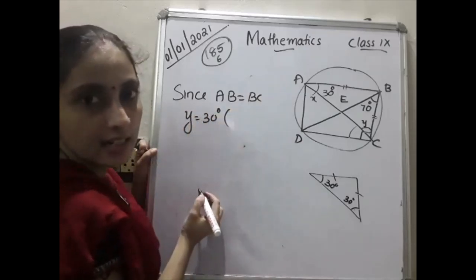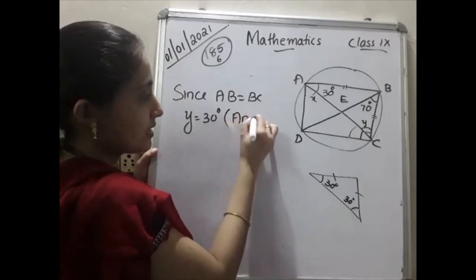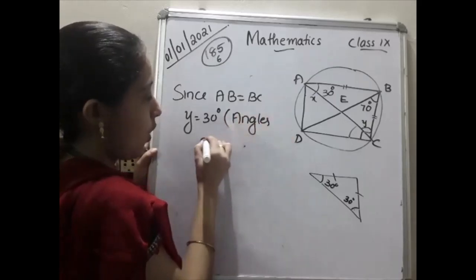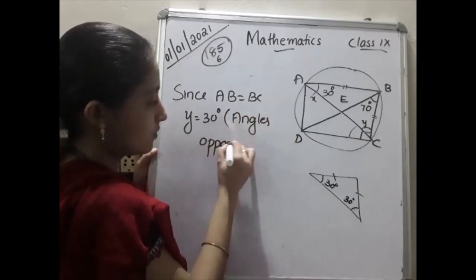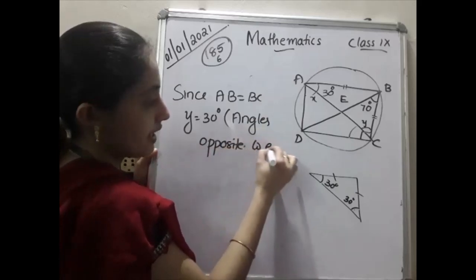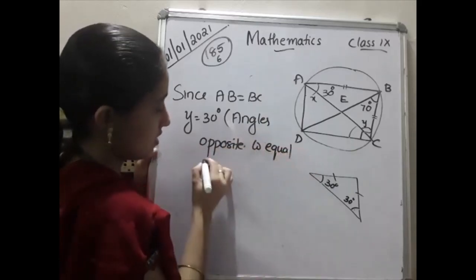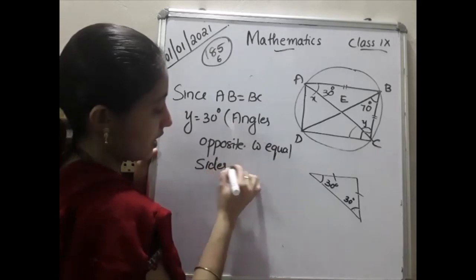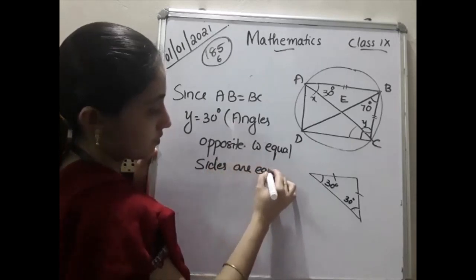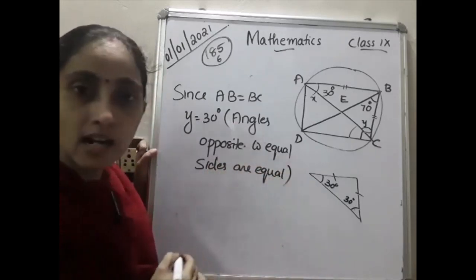What is the reason? Angles opposite to equal sides are equal. Angles opposite to equal sides are equal.